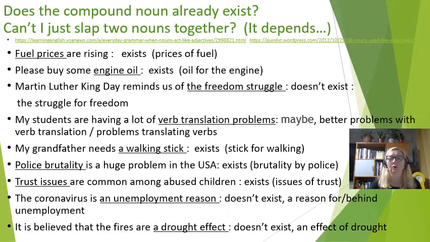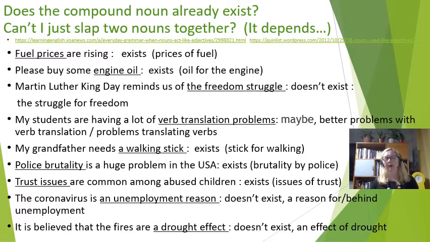Fine. Now, un motivo per la disoccupazione, non possiamo dire the coronavirus is an unemployment reason. This compound noun does not exist. It sounds strange. So you should say a reason for or behind unemployment. Or un effetto della siccità, we wouldn't really say drought effect. You could say an effect of drought.